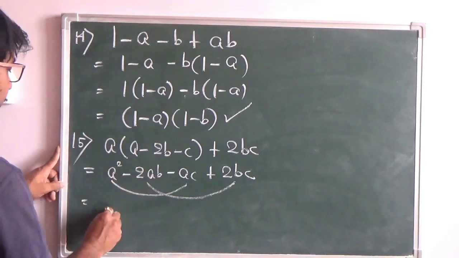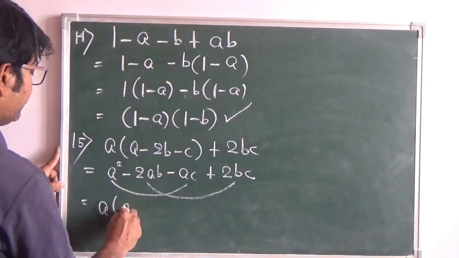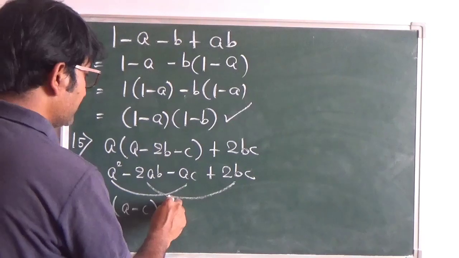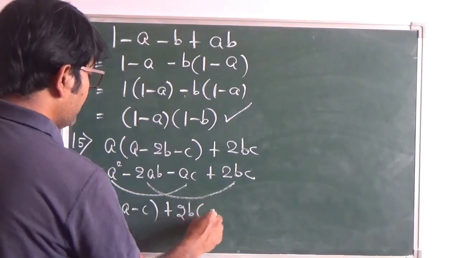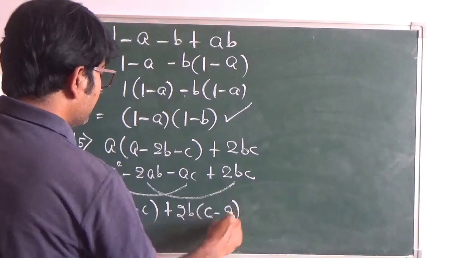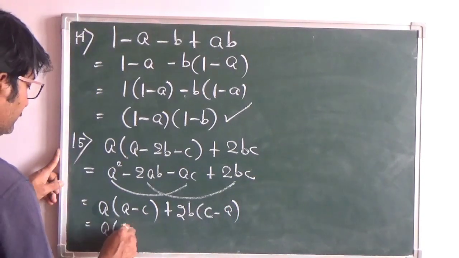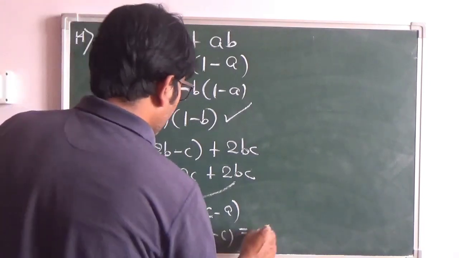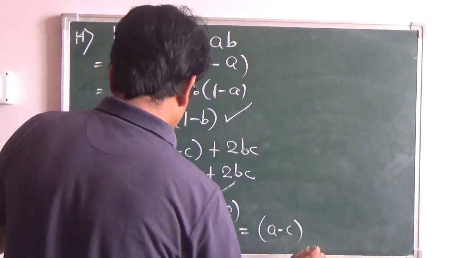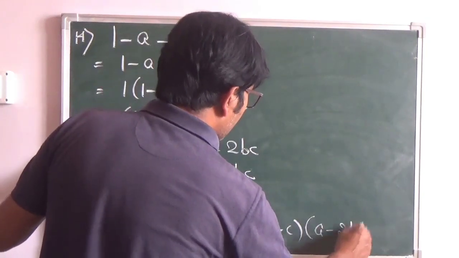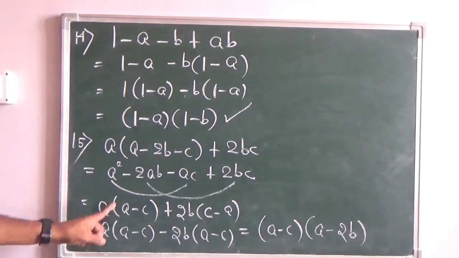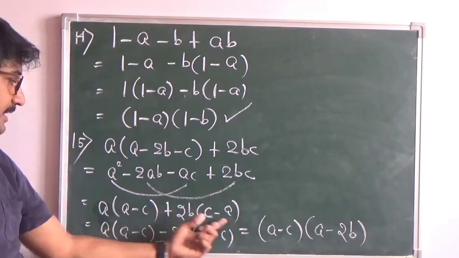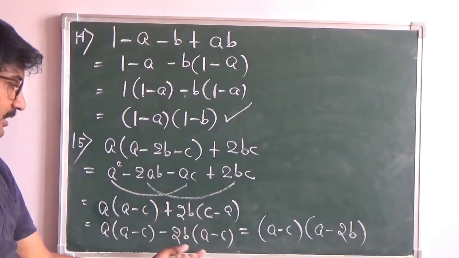From these two, if you take a common, we will be left with a minus c. And from here, if we take 2b common, we will be having c minus a. So it is a into a minus c minus 2b into a minus c. So finally it is a minus c into a minus 2b. If you take a common, you are getting a minus c. From 2b common, you are getting c minus a. So in that case, you have to make a minus c. These two have to be the same. So you take minus common.